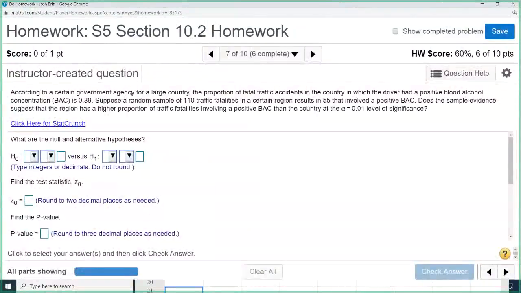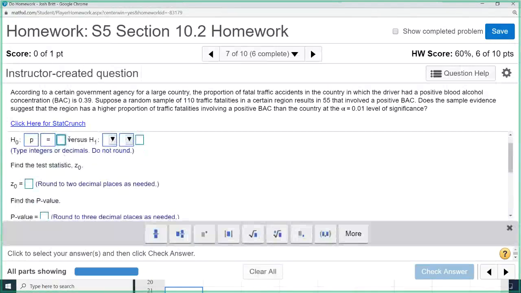According to a certain government agency for a large country, the proportion of fatal traffic accidents in which the driver had a positive blood alcohol concentration is 39%. Suppose a random sample of 110 fatalities in a certain region results in 55 that involved a positive BAC. Does the sample evidence suggest that the region has a higher proportion of traffic fatalities? So again, this is going to be a right tail test. So null is always equal to 39%, and then proportion is greater than 39%.